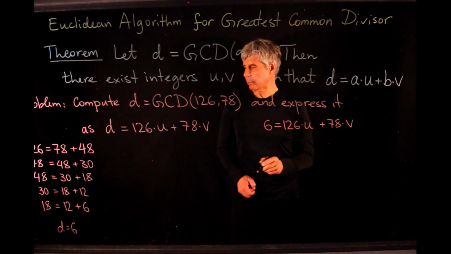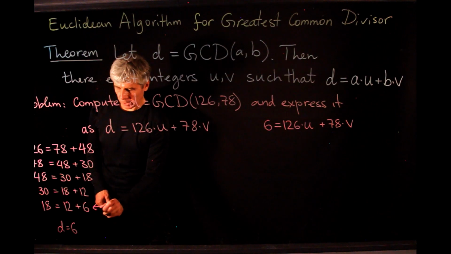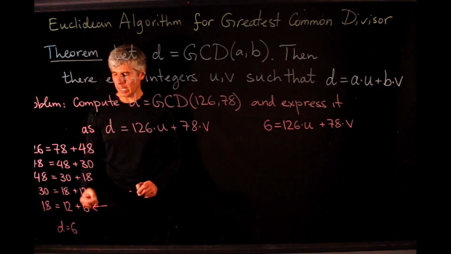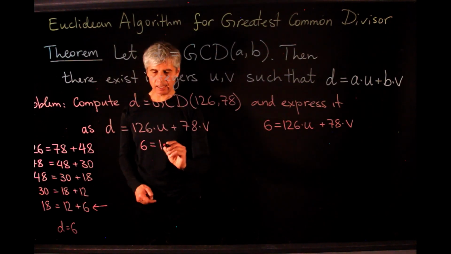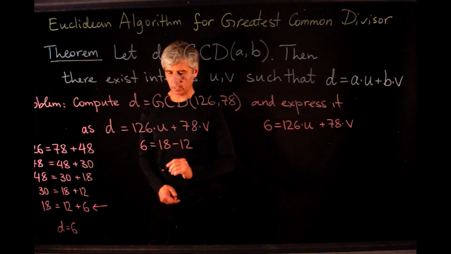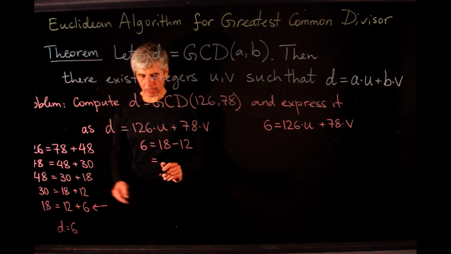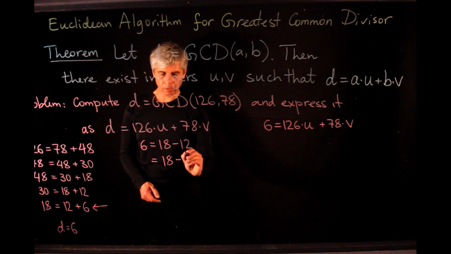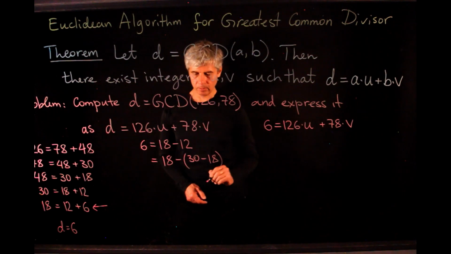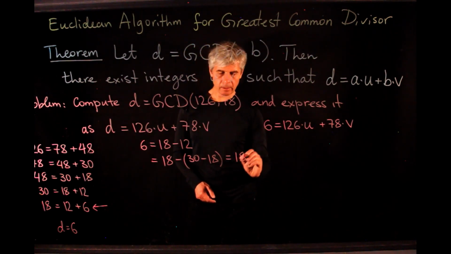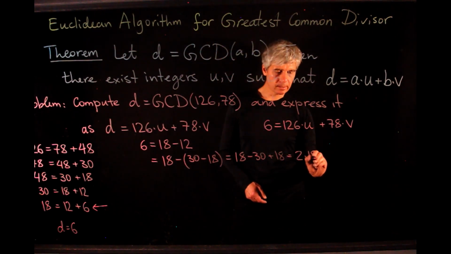And we run the extended part of the Euclidean algorithm. This means that we start with the last equality where 6 was the remainder and move up. So we have 6 is written as 18 minus 12. That's true. Then we express 12 as 30 minus 18. So we get 18 minus 30 plus 18. So this is 2 times 18 minus 30.